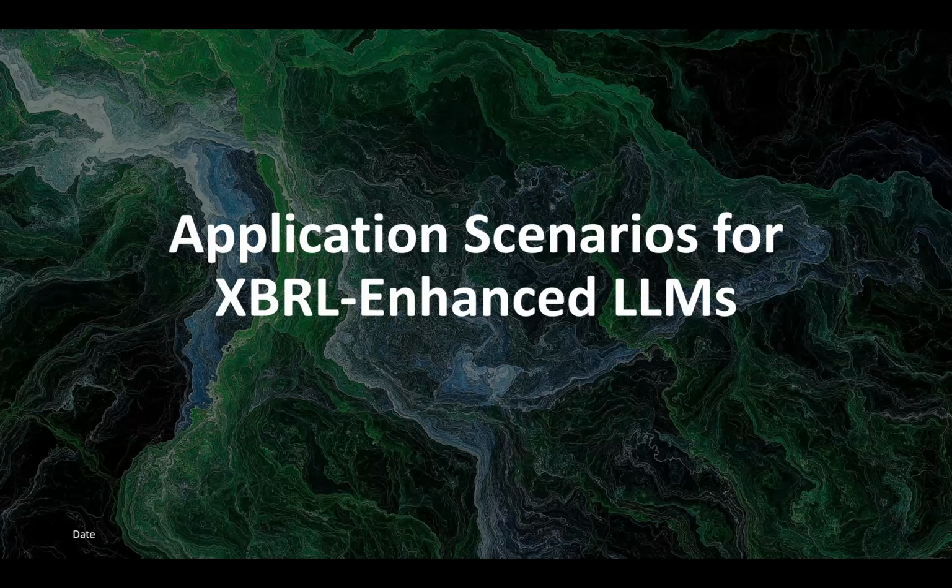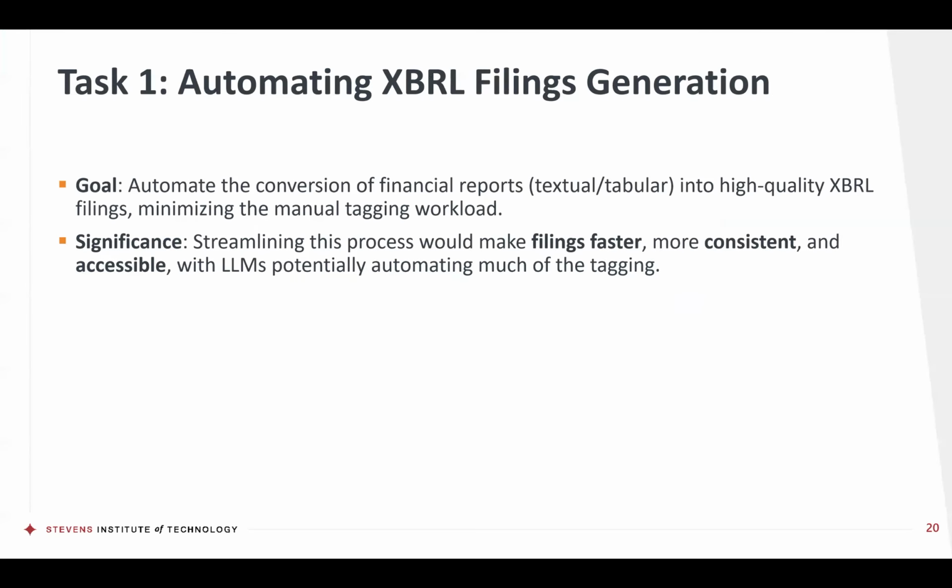Application scenarios. We will cover three main scenarios: automating XBRL filing generation, accelerating SEC validation, and automating financial analysis. First, converting financial statements into XBRL still involves a lot of manual tagging. An LLM trained on taxonomies and prior filings could suggest accurate tags, thereby speeding up the process and reducing the chance of human error. This would lead to faster, more consistent, and lower cost filings.